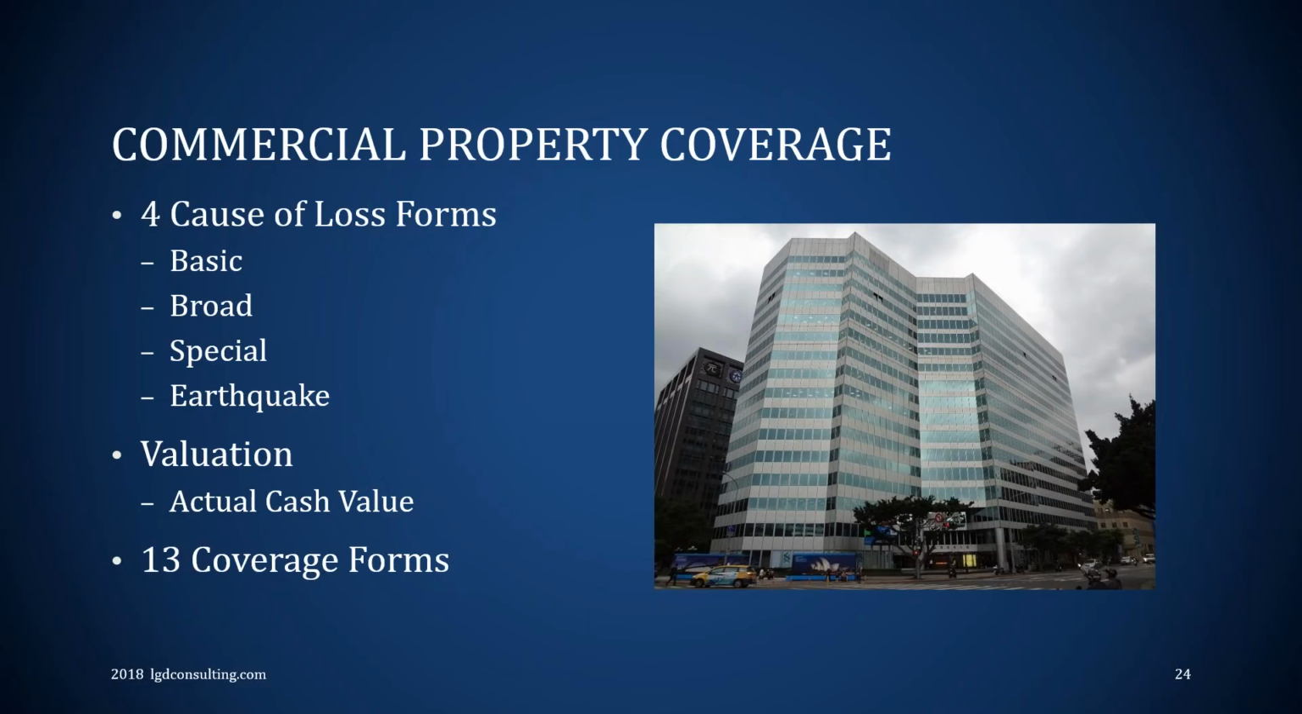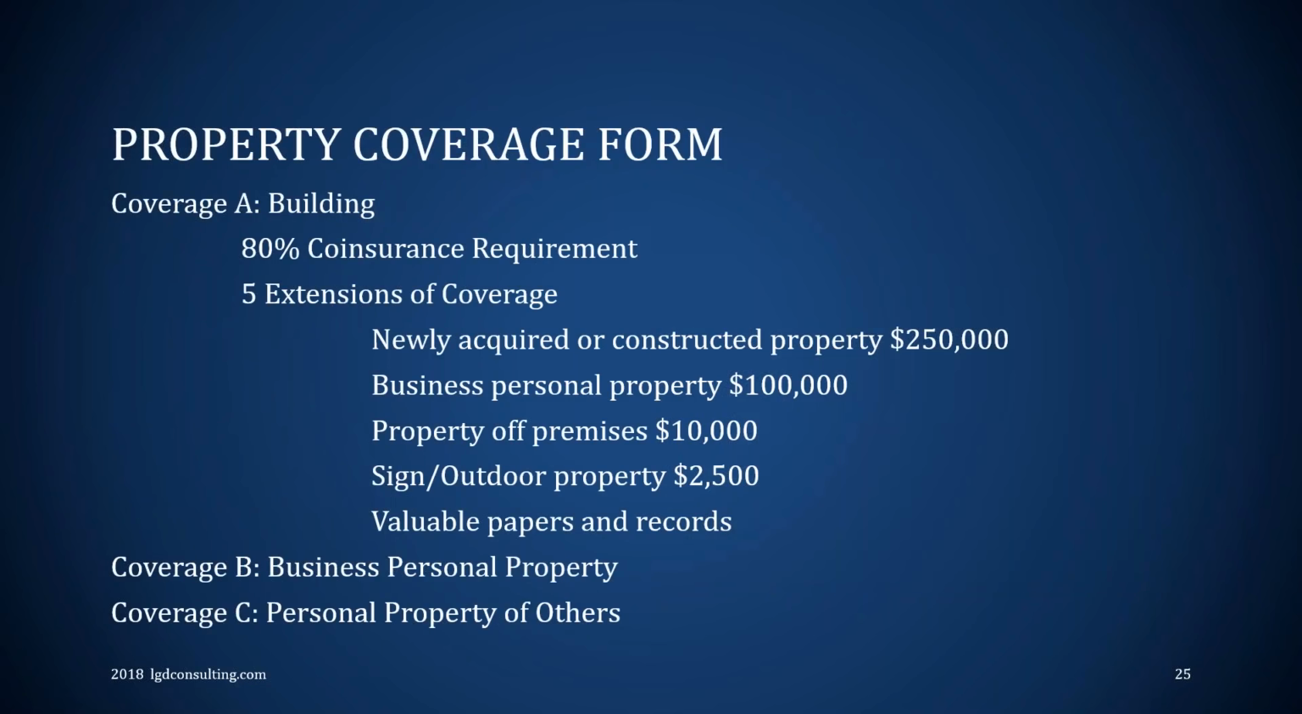Okay. There are 13 coverage forms you can get. I actually have a commercial property webinar posted on YouTube, so you might want to take a look at that. I pulled a little bit from that, and we're going to throw it here. As far as the property coverage form, coverage A would be covering the building. Anything bolted, welded, nailed, attached to the structure would be coverage A.